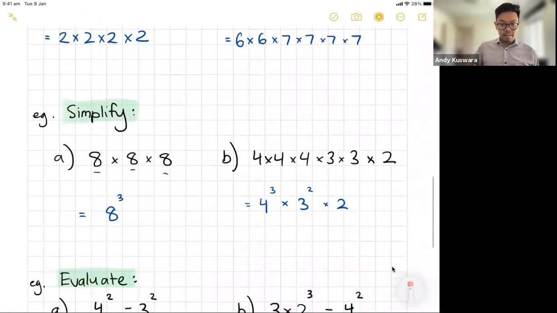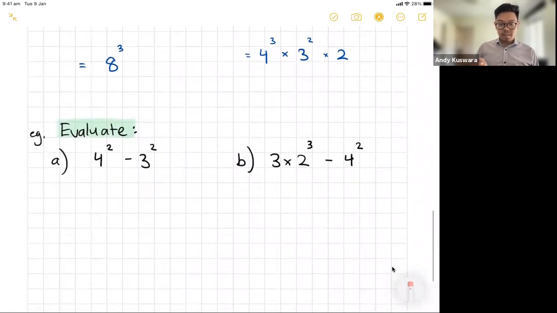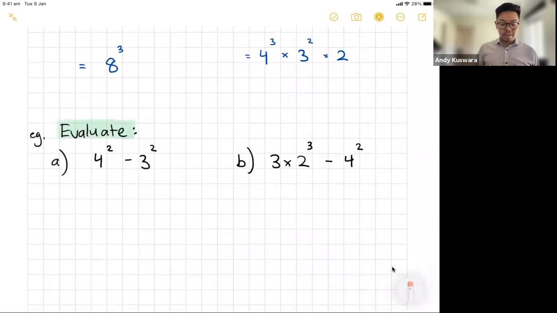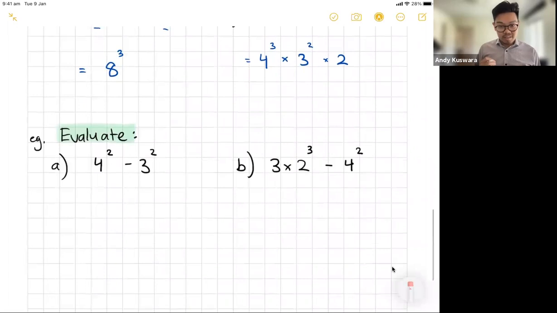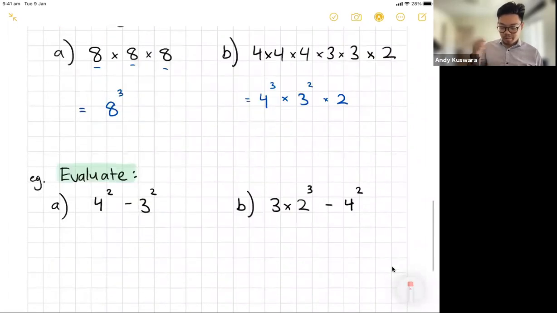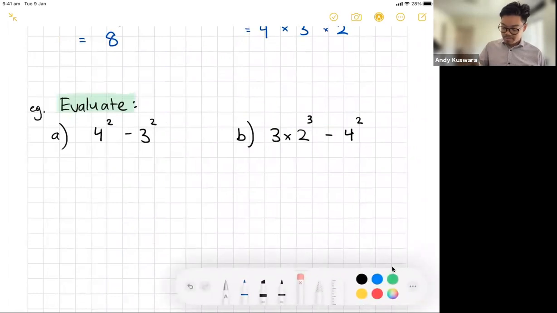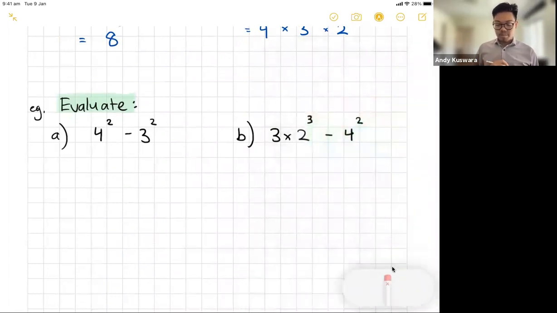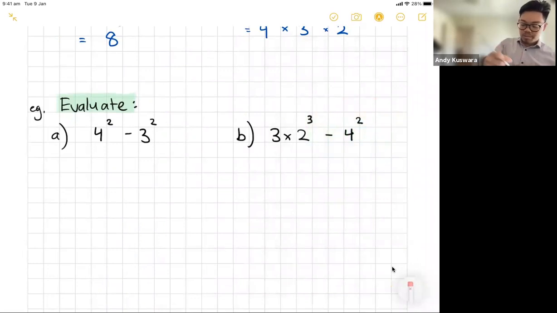Okay. And the last one is evaluate. Evaluate means that we actually have to find the actual answer, the actual value. Now of course, you could put this in your calculator and it will give you the correct answer, but you do have to be a little bit careful. Let's do these ones by hand.